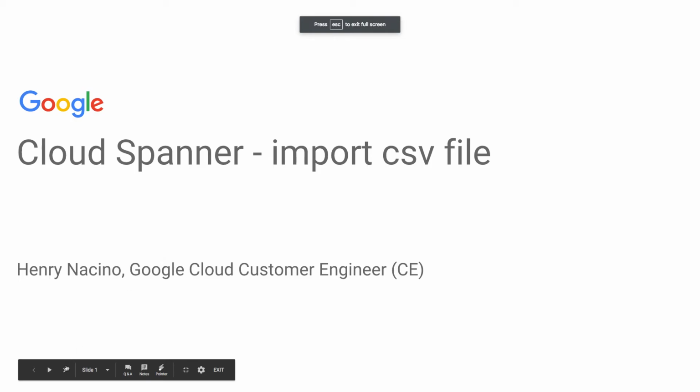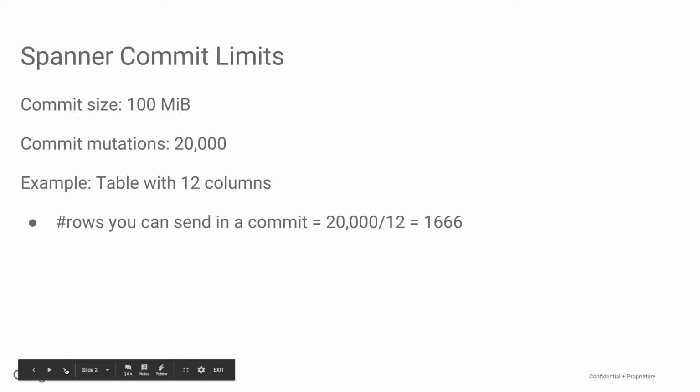So let's bring up one more slide. A couple things in terms of commit limits. Again, I said for each batch insert, that's an atomic transaction, or in this case, a single commit. For a single commit, there's a 100 megabyte limit in terms of the amount of data that you're committing in a single commit or a single batch, in this case.